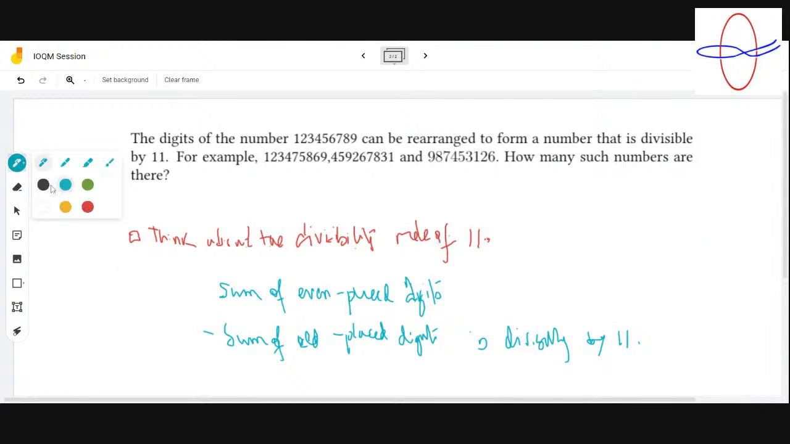So essentially, what you're trying to do is, let the even place sum be x, and let the odd place sum be y. What is really happening? Wait a minute. Even sum is x and odd sum is y. Okay, if you do this, then x plus y is equal to what? Can someone tell me what x plus y is?